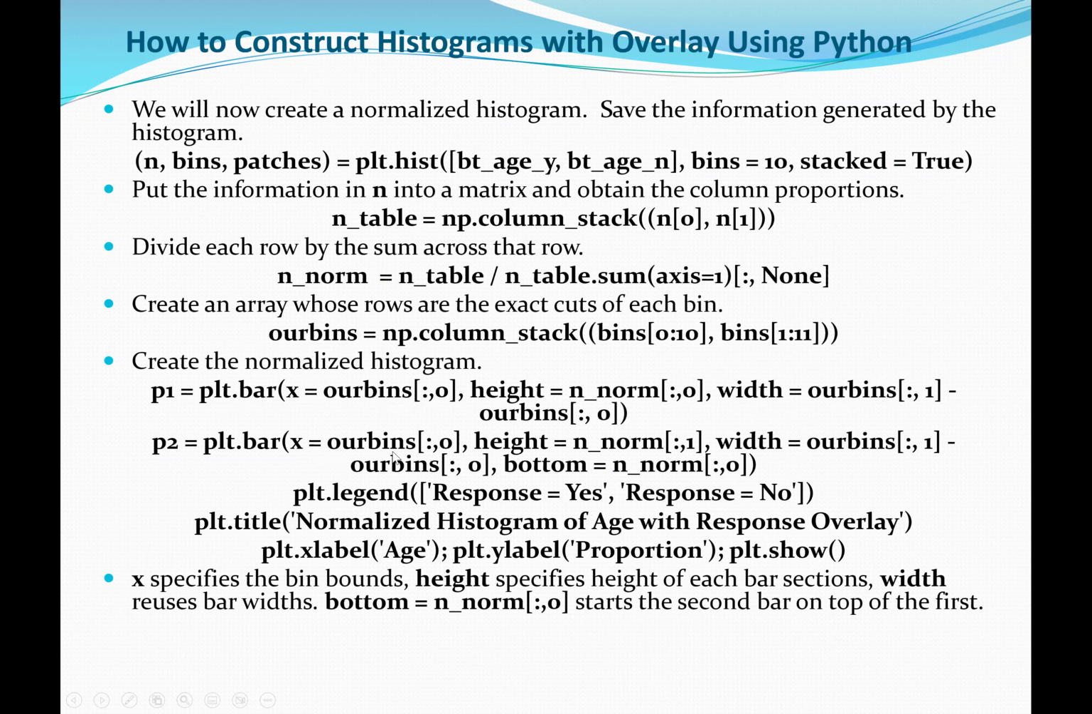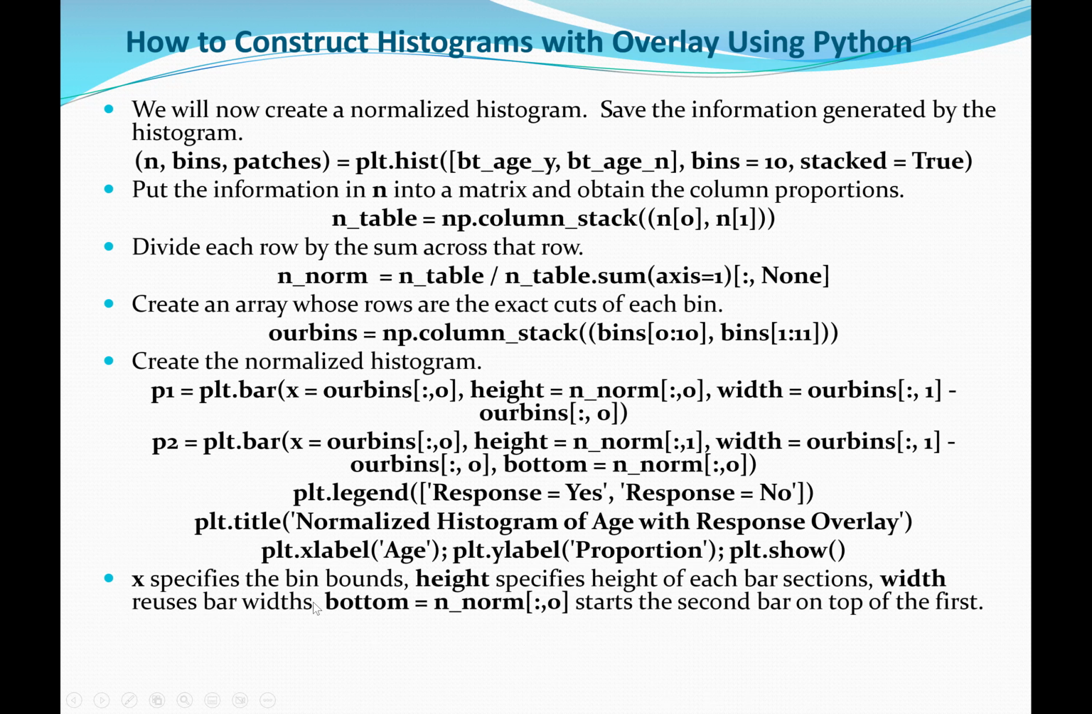p2 also will be x equal to our bins. We have the height, n_table 1, width also. Then we have our bin 0, the bottom 0 also. We create our legend. It should be response yes or response no. We also create a title, which will be normalized histogram of age with response overlay. We create our x label, which is age, and y label, which is proportion. And we show it.